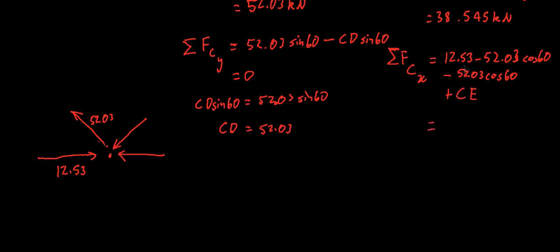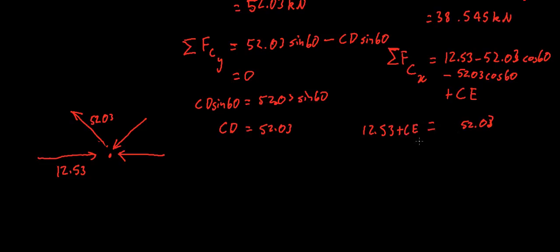Let's see what we end up with. Now this is just two groups of the one thing, so let's just bring it around anyway. So 12.53 plus CE is equal to 2 times 52.03 cos 60. The cosine of 60 is equal to 0.5. 2 times 0.5 is already 1. So multiplying those, they actually end up cancelling out. So I end up with something rather simple.